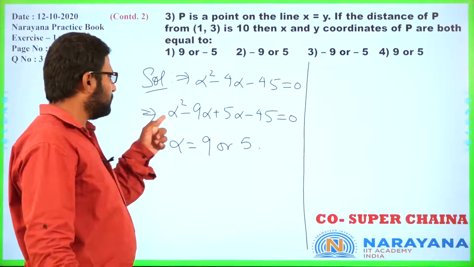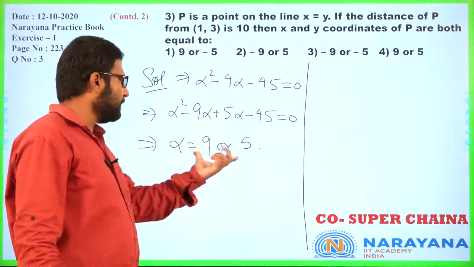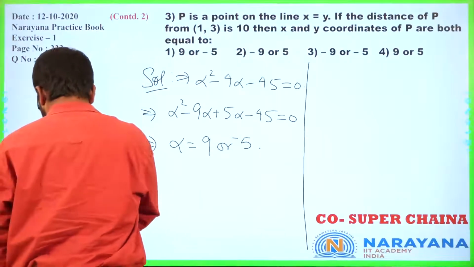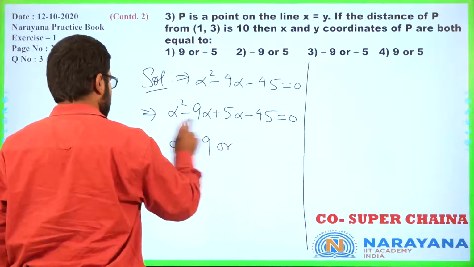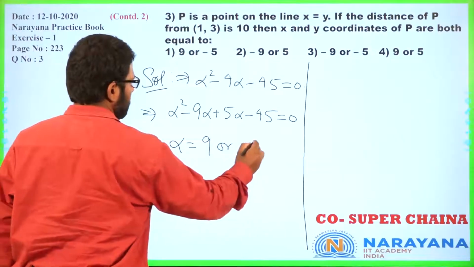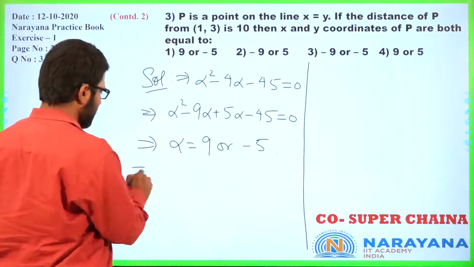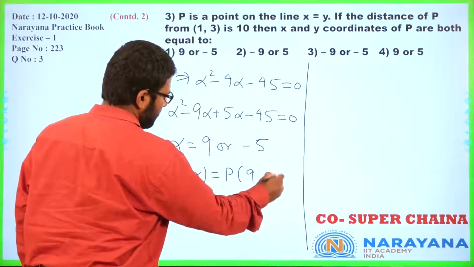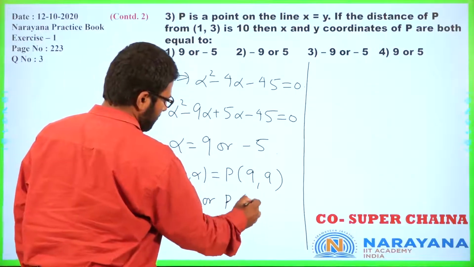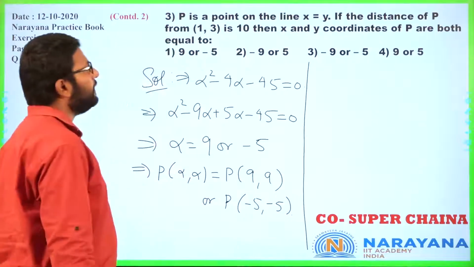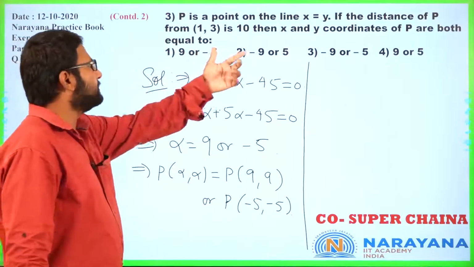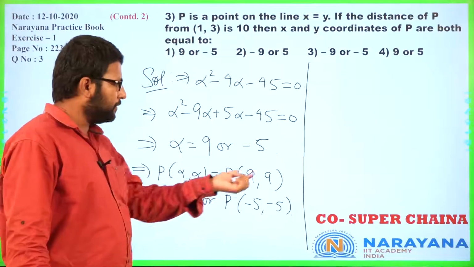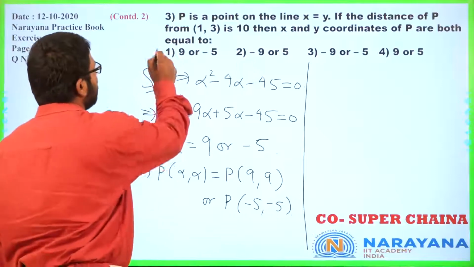We can write that because the coefficient here is 1. When the coefficient is 1, directly you can write the negatives of these values. There should be a minus here, minus 5, right? Which means P (alpha, alpha) is (9, 9) or P (minus 5, minus 5), right? And they're just asking the x and y coordinates of P, both equal to 9 or both equal to minus 5.